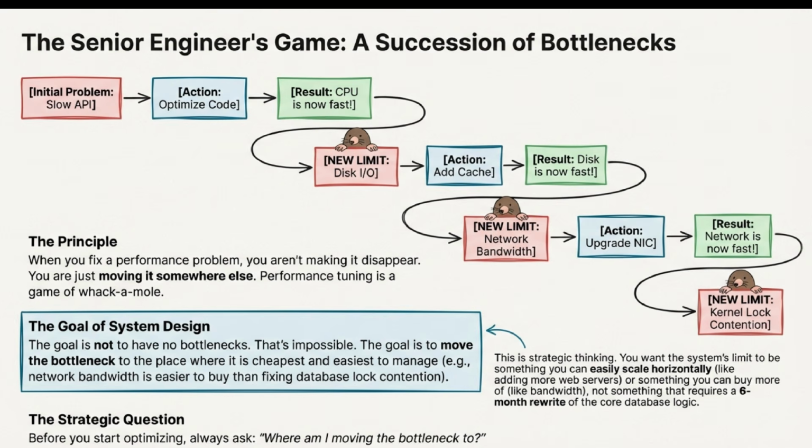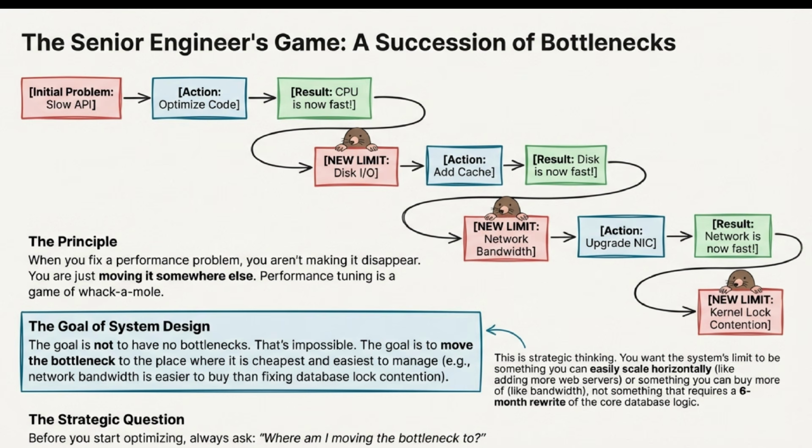As a senior engineer, you have to realize that when you fix a performance problem, you aren't making the problem disappear, you're just moving it somewhere else. The goal of system design isn't to have no bottlenecks, it's to move the bottleneck to the place where it is cheapest and easiest to manage. You'd rather be limited by network bandwidth, which you can buy, than by database lock contention, which requires a massive architectural rewrite. Before you start optimizing, ask yourself, where am I moving the bottleneck to? If you don't know the answer, you're just spinning your wheels. You're just changing the color of the wall you're about to run into.